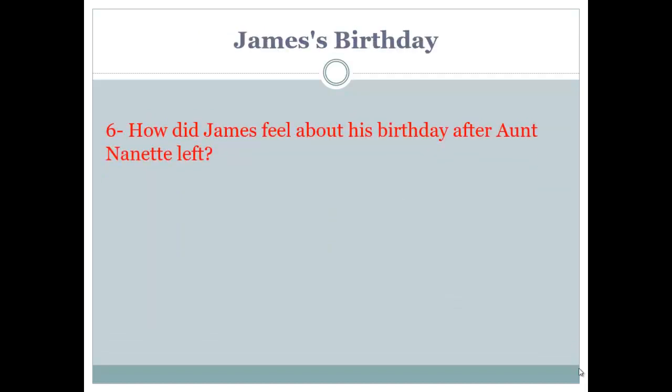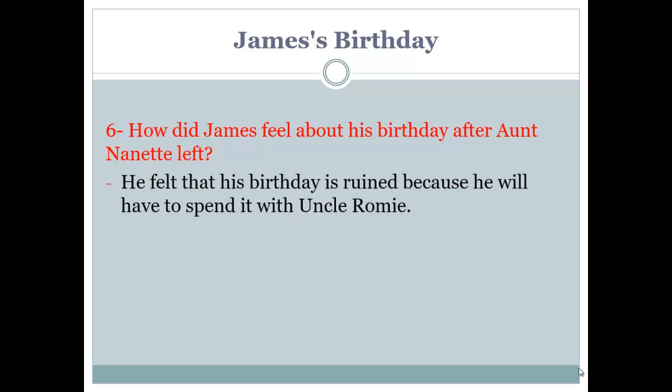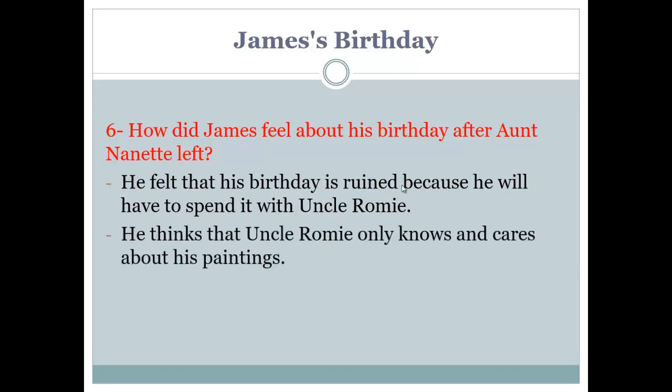James was supposed to spend his birthday with his aunt and uncle, but Aunt Nanette had to leave because an old aunt died. So how do you think James felt about his birthday after Aunt Nanette left? He felt that his birthday was ruined because he would have to spend it with Uncle Romy. He also thinks that Uncle Romy only knows and cares about his paintings. He doesn't know anything about baseball. He doesn't know anything about any of the stuff that James could care about.